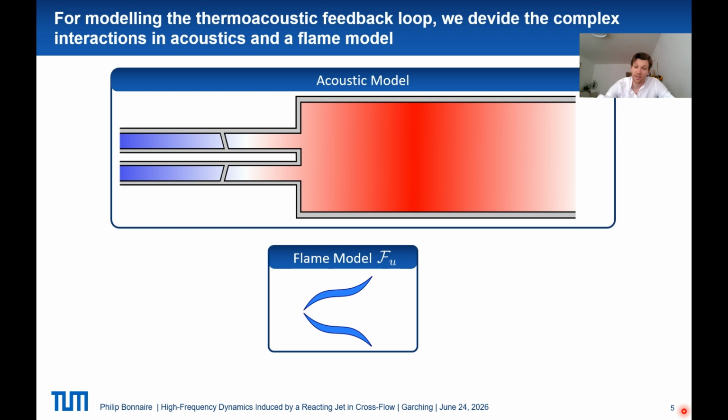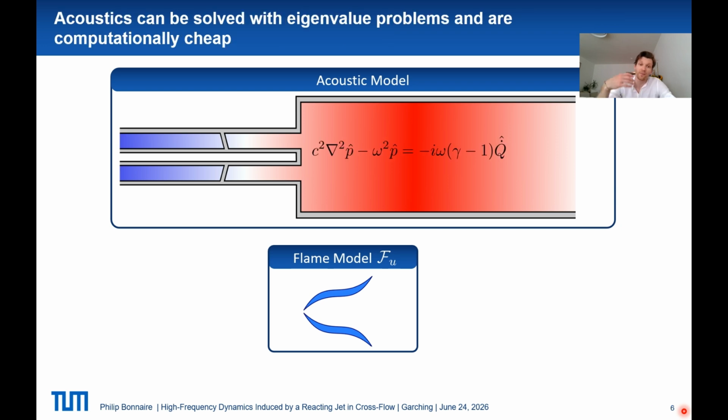We try to extract the flame from this very complex framework. So we are left with an acoustic model and a flame model. Why do we do that? First, the acoustic model can be computed super easily. It's just a Helmholtz equation with a source term on the right-hand side. And the flame model actually gives us the solution to that source term.